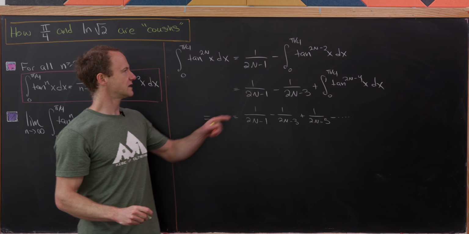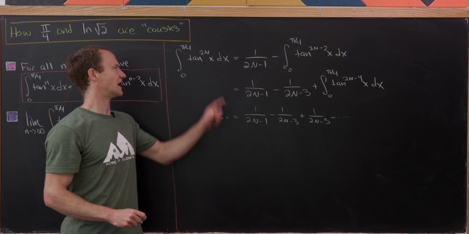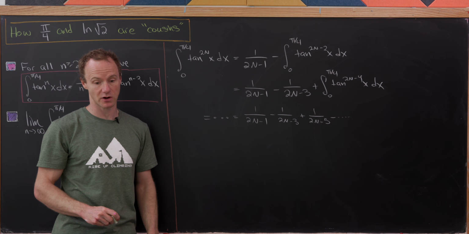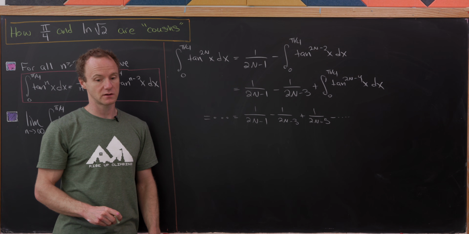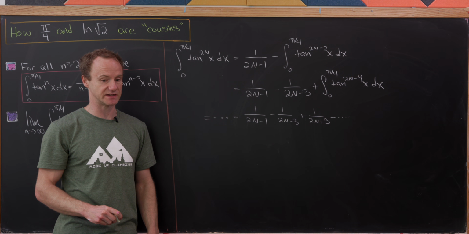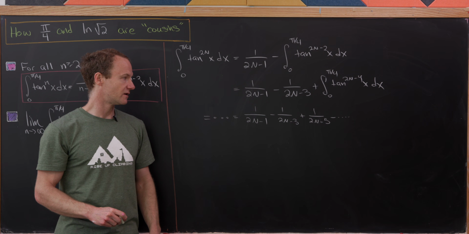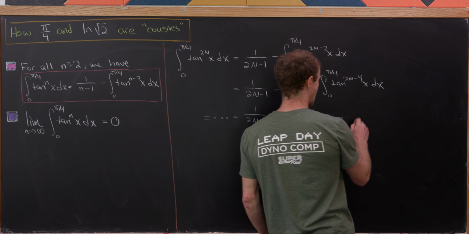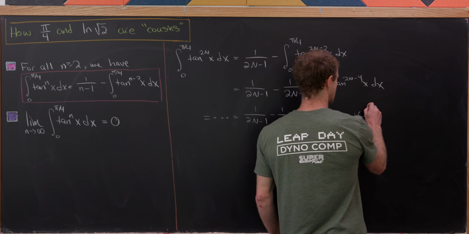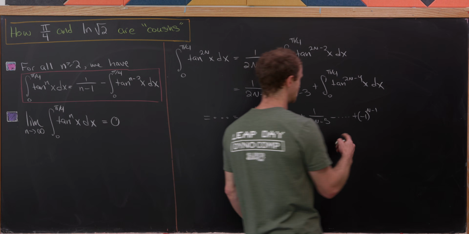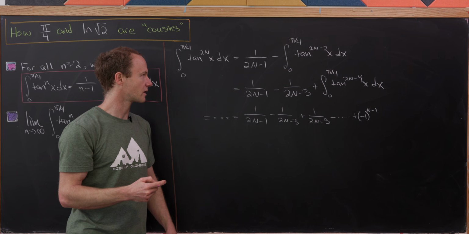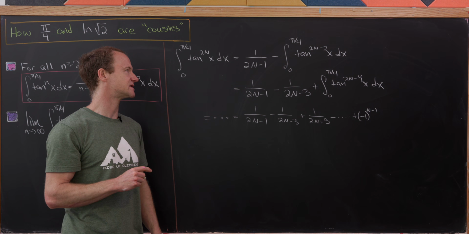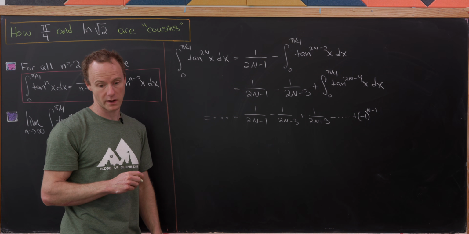And then let's observe that we subtract 2 each time. We started with an even exponent, so that means eventually we'll hit 0. And just before we hit 0, we'll have plus or minus 1. So in fact, what we'll have is plus minus 1 to the N minus 1, times 1 over 2 times N minus whatever we need to subtract to get the number 1.